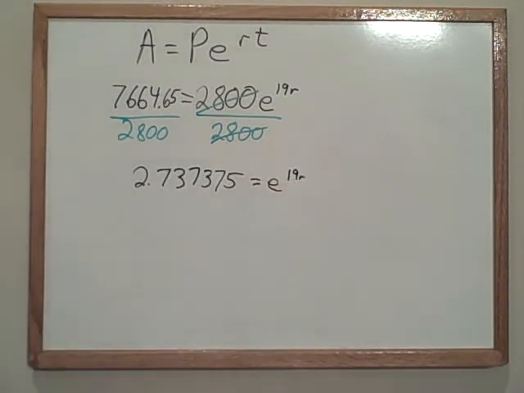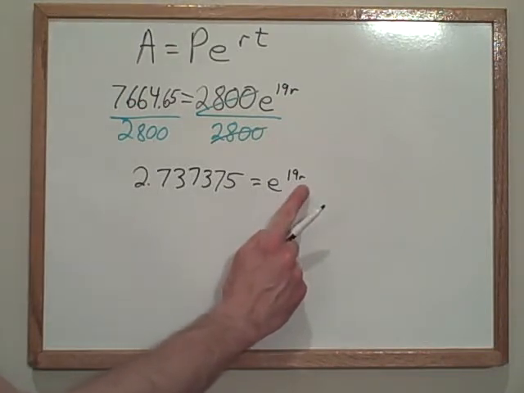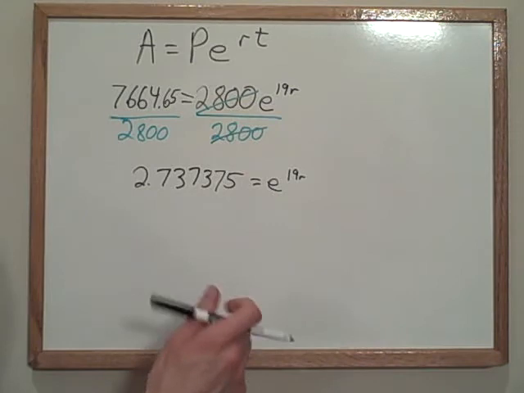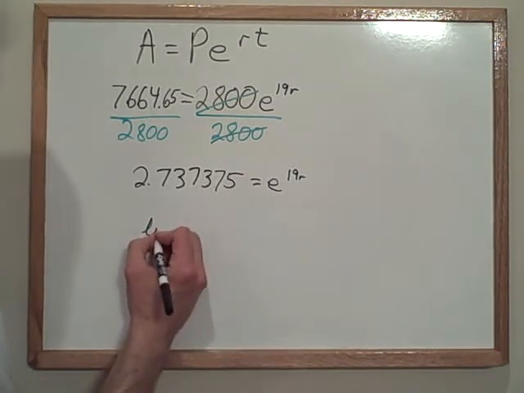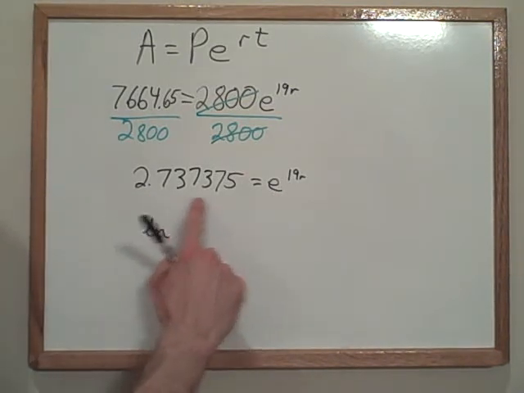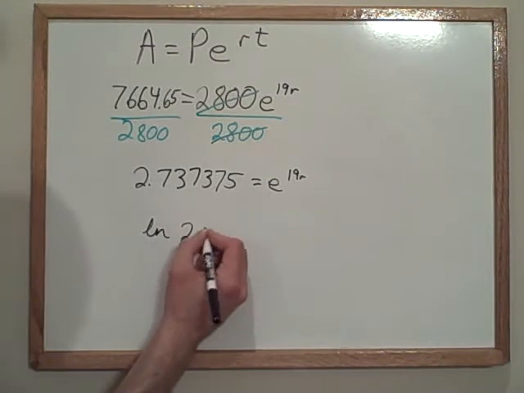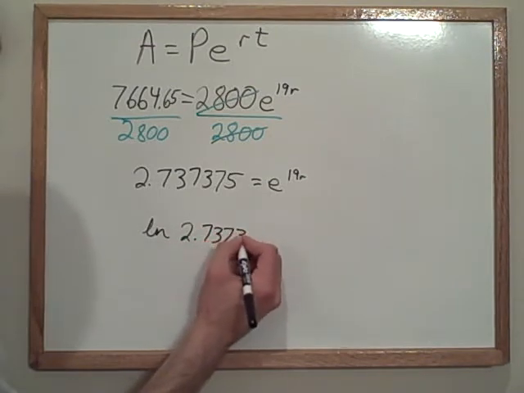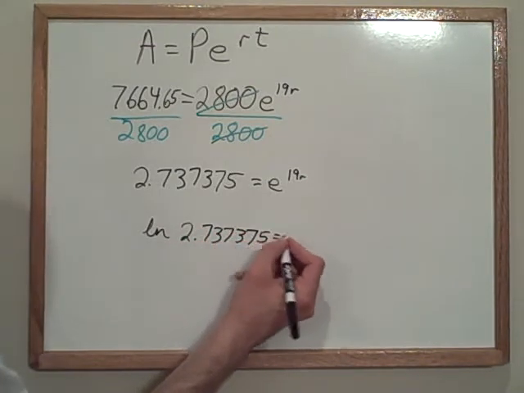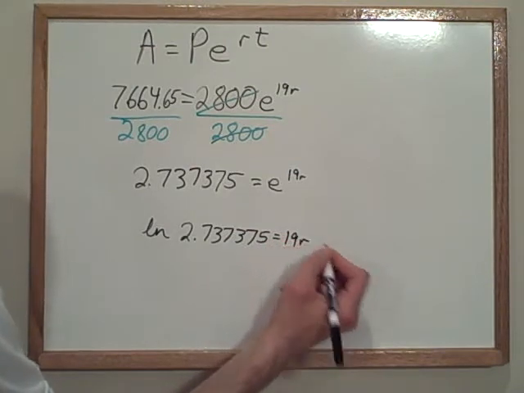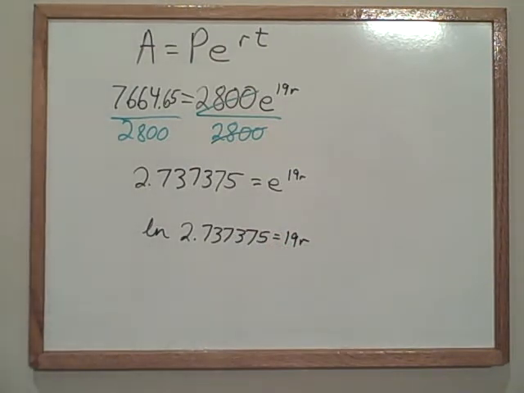Now you're probably thinking, Mr. Reader, what in the world are you doing? Well, let me tell you. At this point, we have an exponential equation. Notice it's exponential. Notice there is an E. I'm feeling a natural logarithm. Natural log of that number right there. 2.737375 equals 19R.